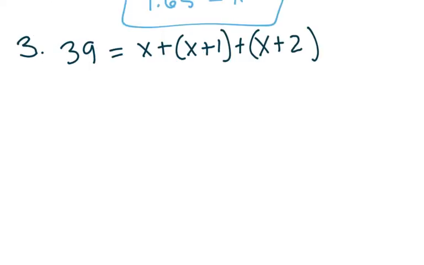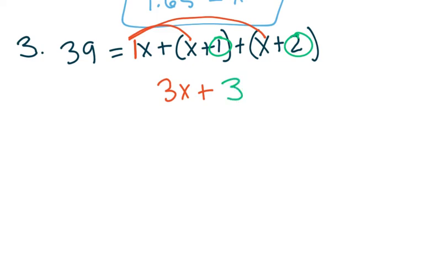All right, our first step here is going to be to add together all of our like terms. So let's pretend there's a 1x in front of this, and we're going to do 1x plus 1x plus 1x, which is going to leave us with 3x, plus we've got our 1, 2, and 3. 3x plus 3 equals 39.